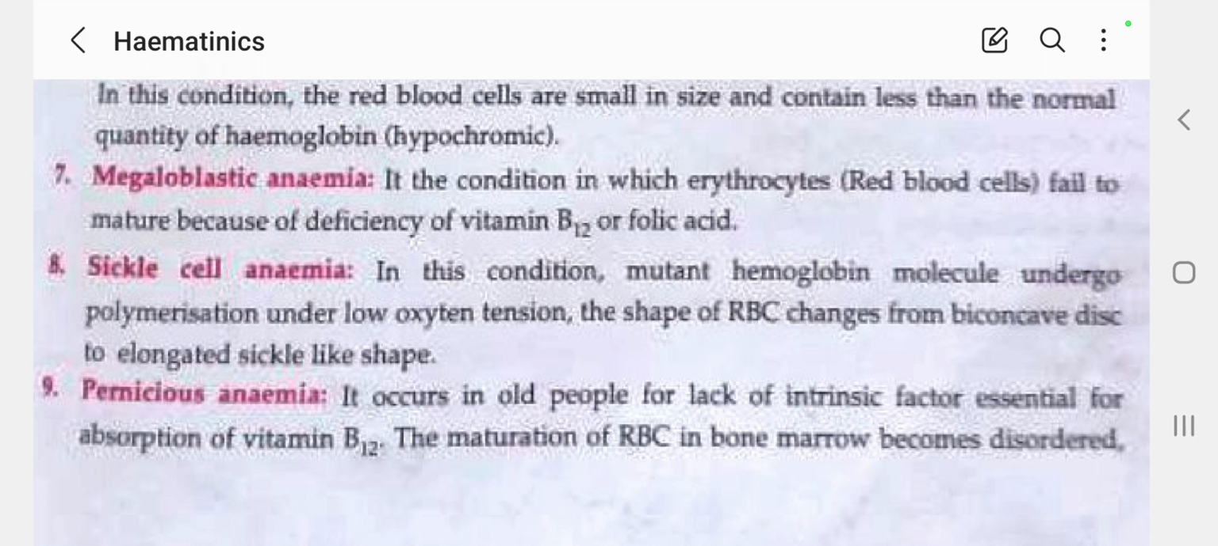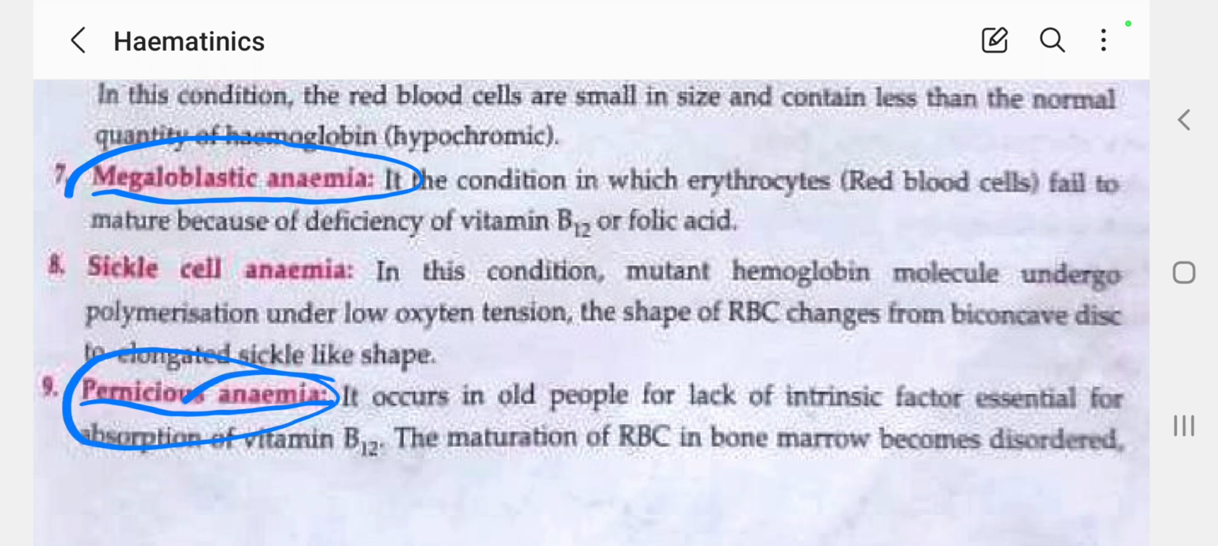Next, pernicious anemia. I already told you that pernicious anemia and megaloblastic anemia are due to lack of vitamin B12 and folic acid. Pernicious anemia is due to lack of intrinsic factor, and megaloblastic anemia is due to lack of vitamin B12 and folic acid.